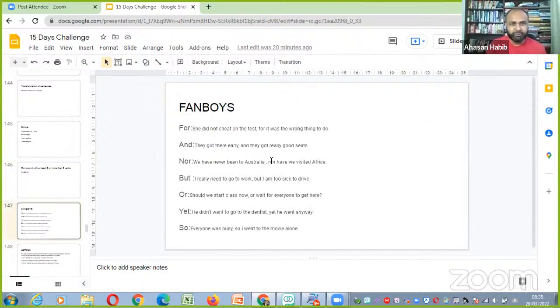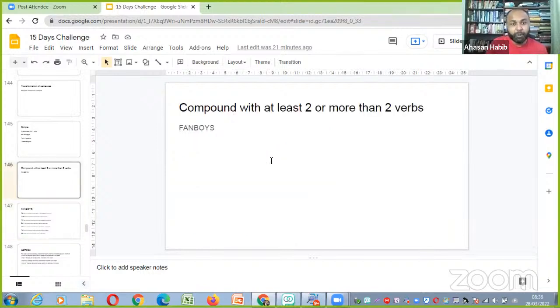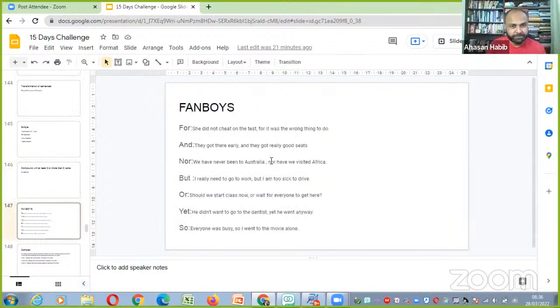Okay, so what does fanboys mean? F stands for for, A stands for and, N stands for nor, B stands for but, O stands for or, Y stands for yet, S stands for so. So fanboys. Type in the chat box very quickly. Right, so this is how we're going to make compound sentences using fanboys. So now we're going to make a lot of examples.